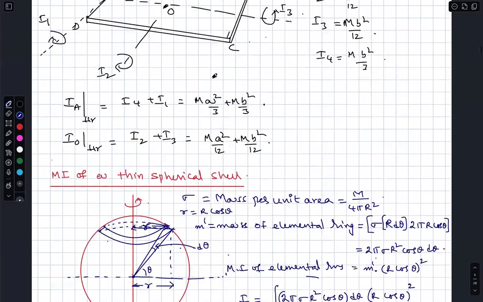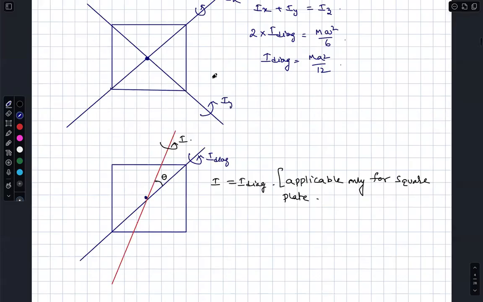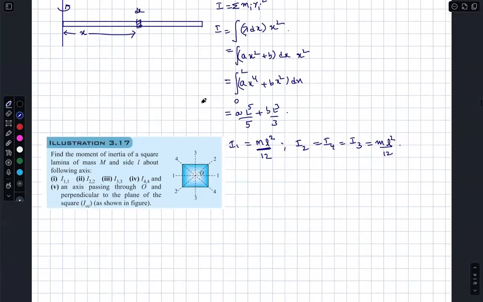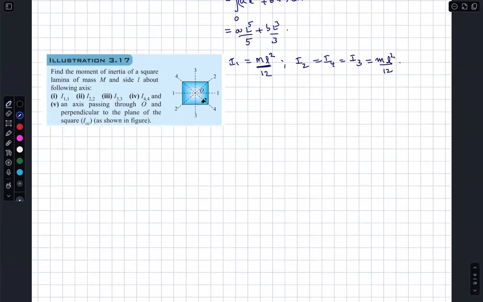Moment of inertia based on this relation: whether it makes an angle theta, I about the diagonal or I about this red color line axis is the same. That's what I have applied there. Right. Next question.